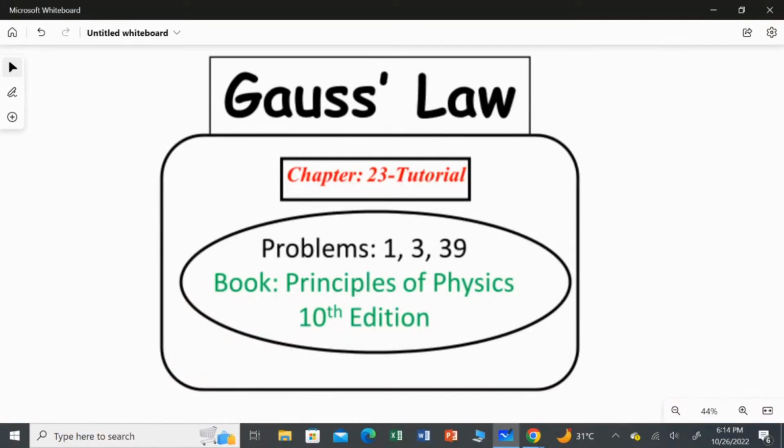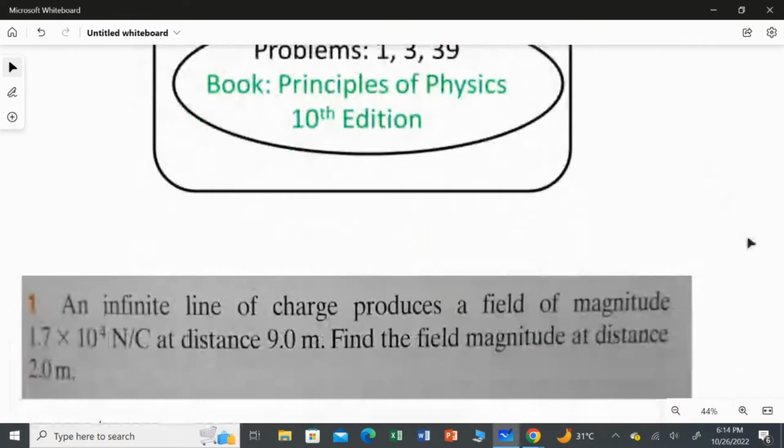In this video, I am going to solve these three problems taken from the book Principles of Physics, 10th edition. The title of the chapter is Gauss's Law. First question.